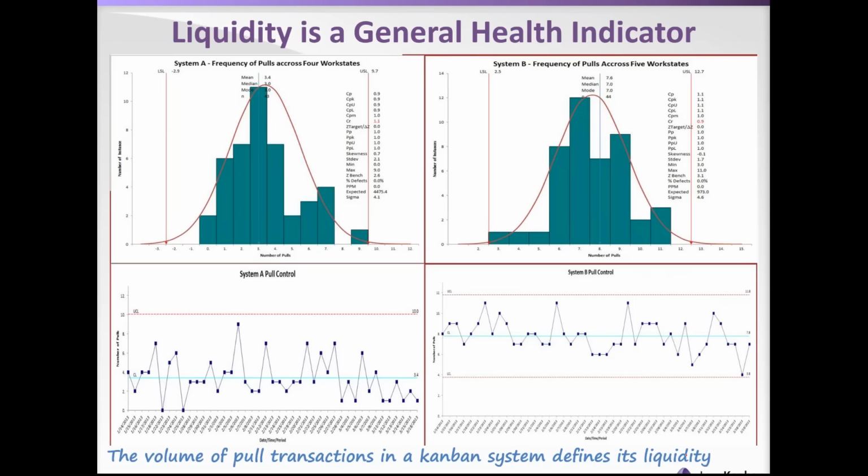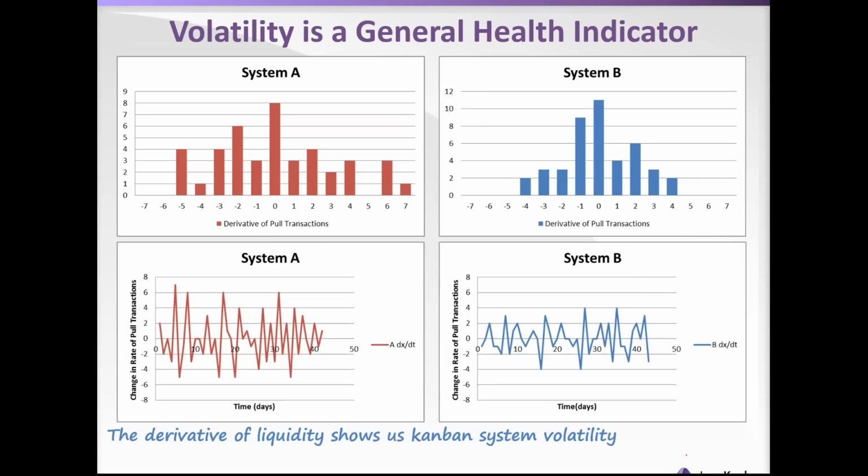Liquidity is also a general health indicator. This is data from CME Group. What it shows is the volume of pool transactions inside their Kanban system on a daily basis over a 2-month period. And this is for System A and System B that we saw earlier at the front end of the presentation. And if we take the derivative of this data, we now call that volatility. The derivative of the liquidity metric is the system volatility. And volatility is also a general health indicator.